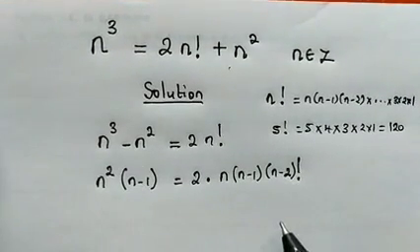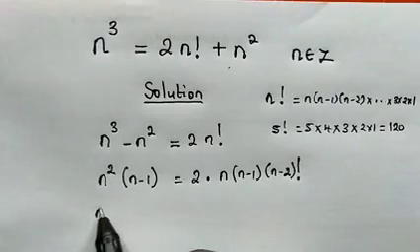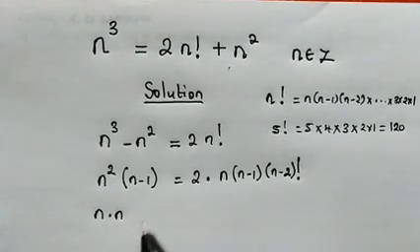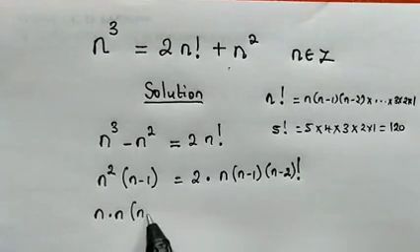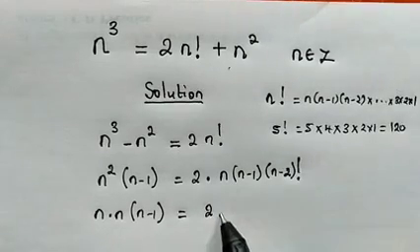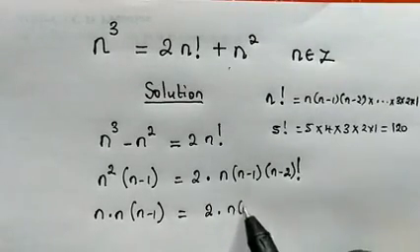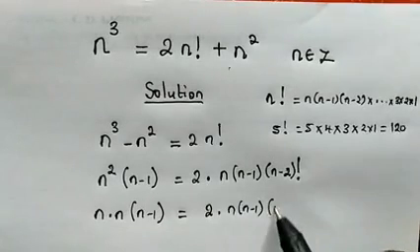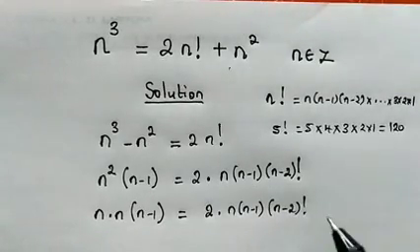Okay, so from here, n squared is the same as n multiplied by n. Then we have multiplied by n minus 1. This will be equal to 2 multiplied by n into bracket n minus 1 into bracket n minus 2 factorial.